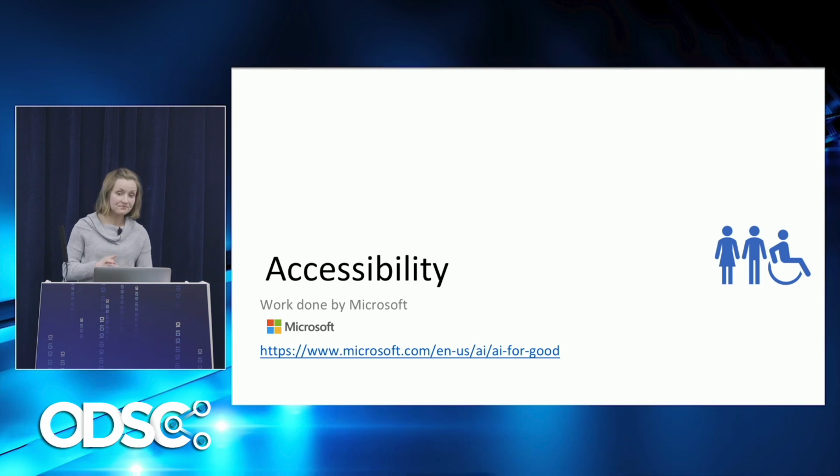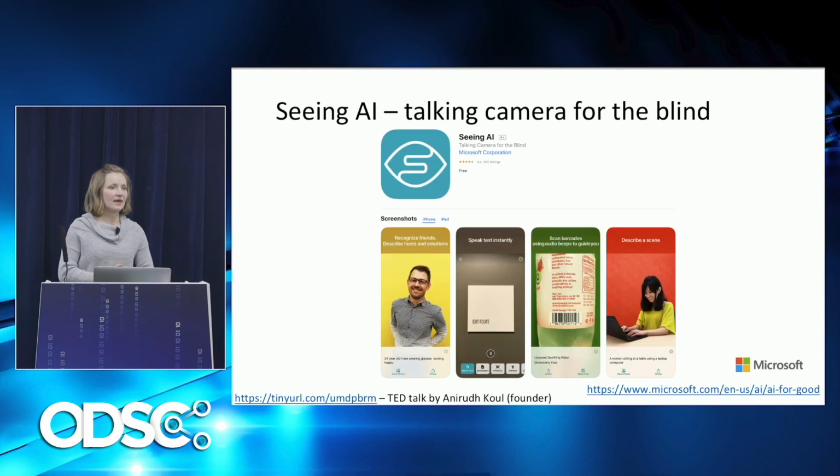So the next example is about accessibility, and it's work done by Microsoft. They launched the Seeing AI app. It's a free app. It's a talking camera for the blind. Blind individuals can use this app, and they can point their cameras at the environment, and the camera will talk to them.